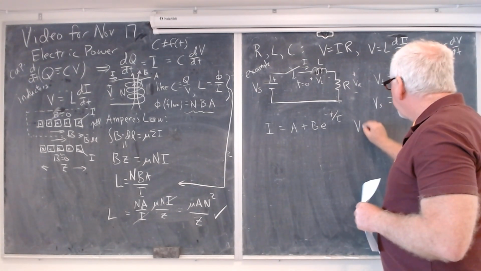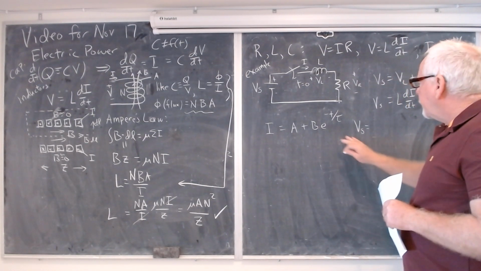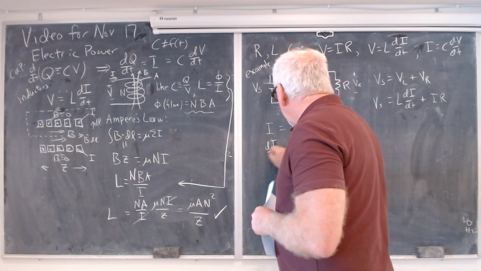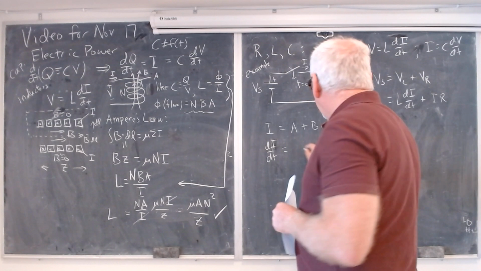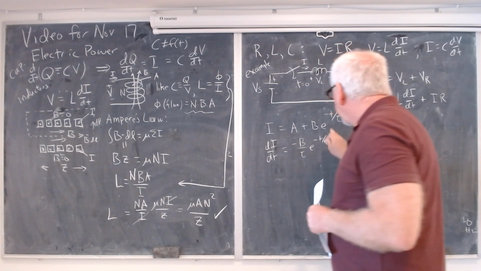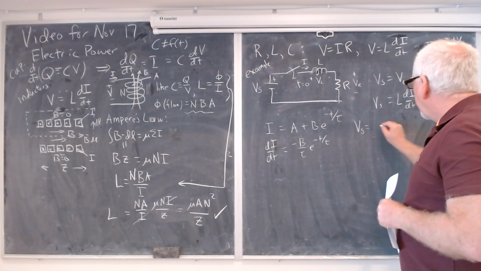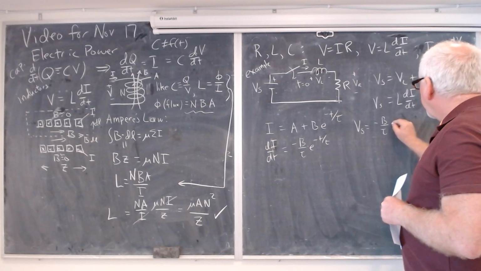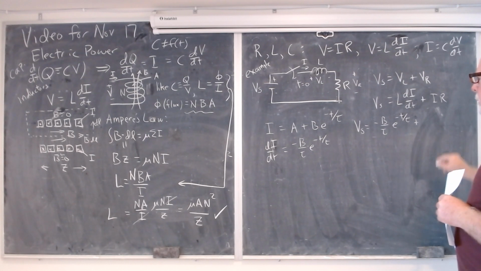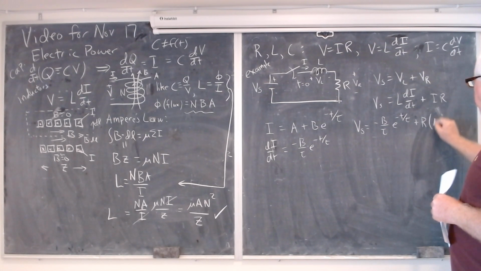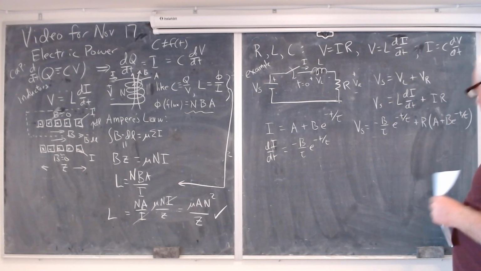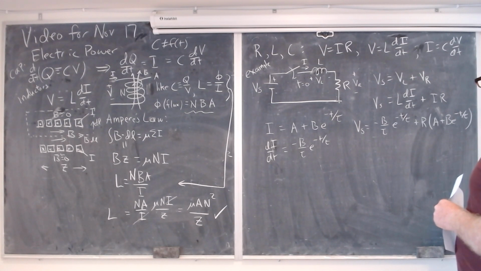And so we can write out that Vs is equal to L di dt. Now what's di dt? Di dt is equal to minus b over tau e to the negative t over tau. That's the derivative of an exponential. So we can write down minus b over tau e to the negative t over tau, all right, plus R times a plus b, just plugging in, e to the minus t over tau. Okay, and now we just solve.